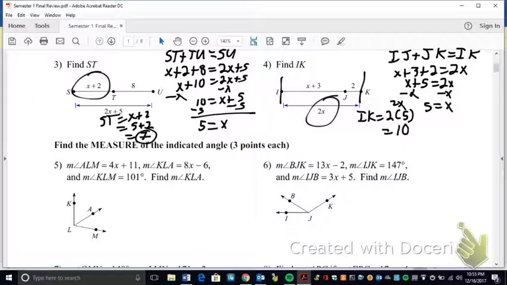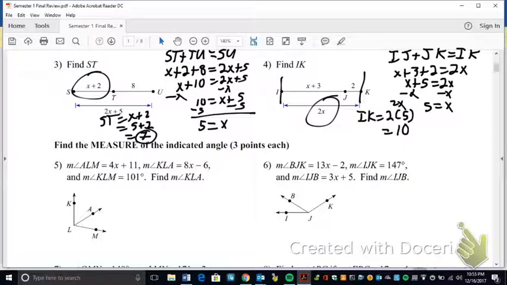I think most of the difficulty is thinking that somehow the order in which the question words the angles has something to do with how we set them up in the actual problem. It doesn't. What you need to realize here, just like the other ones were the segment addition postulate, this one is the angle addition postulate.